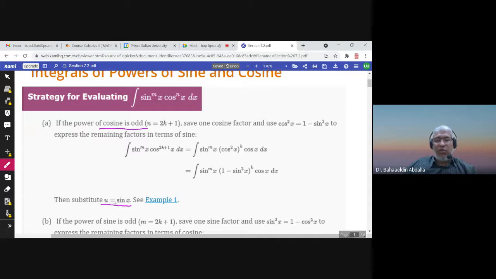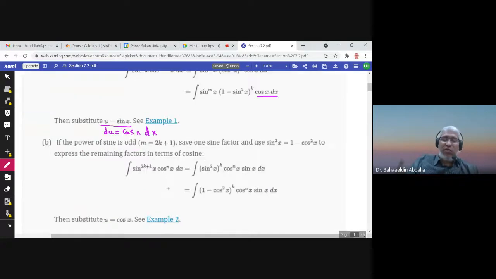If you substitute u equals sine x, we will use the method of integration by substitution. Then what would be du? du would be the derivative of sine, which is cosine x dx. So you have to arrange the integral so that everything is written in terms of sine except one cosine, which is kept with the dx to be du. So you change everything to sine and keep one cosine with the dx to be du.